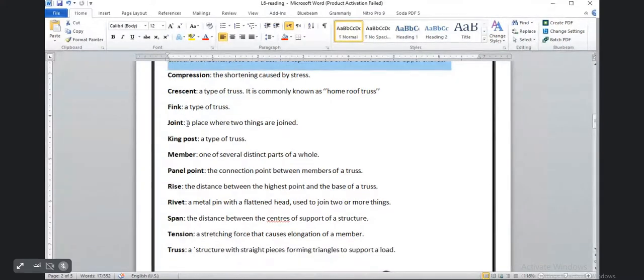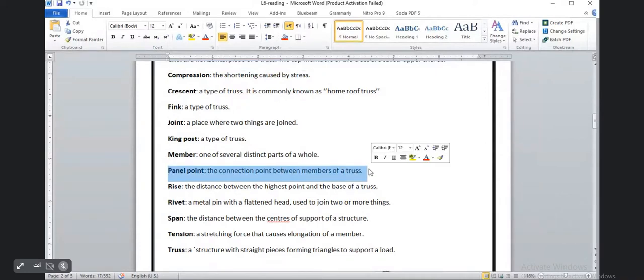This part is the panel point. Panel point, the connection point between members of trusses. Okay. So what is the use of the panel points? What do we use panel points for in trusses?